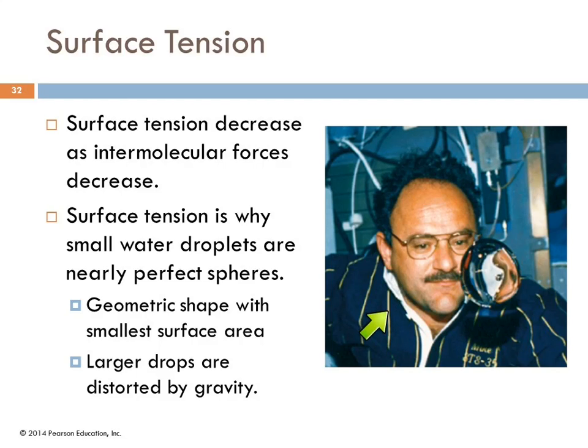This picture is an astronaut, and this is a drop of water floating in space. We don't normally see drops of water that are that large, right? Because there's a force of gravity pulling them down. But in space where there's no gravity, you can push water together and it'll just form a big sphere.